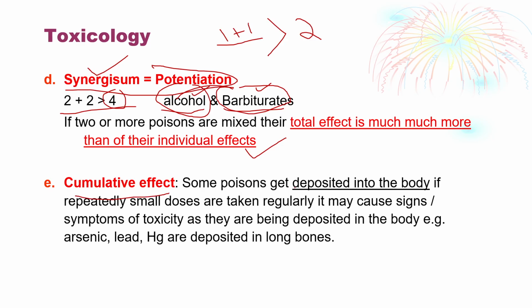Cumulative effect means that when these poisons are deposited inside the body, they slowly get released through the body. This is the cumulative effect, which is also an exception. Most of the time they are deposited inside the fat tissue or maybe inside the long bones.